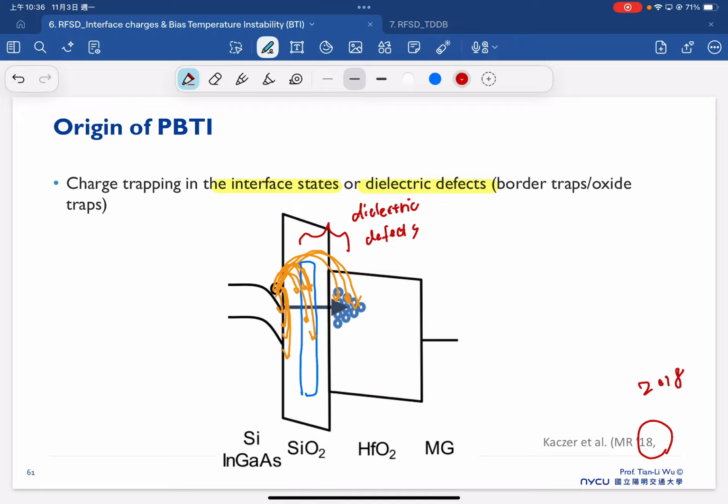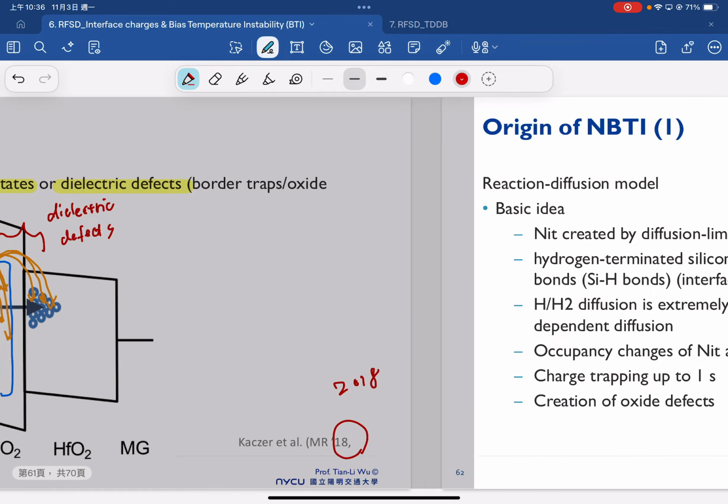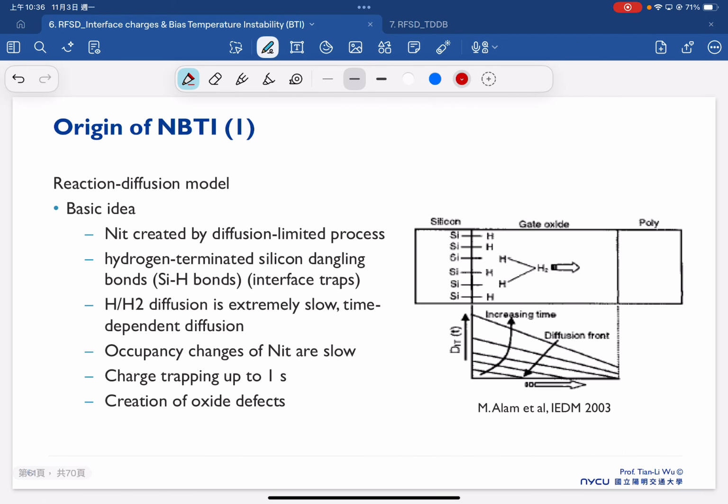So this is literature from 2018. But understanding NBTI actually becomes another issue. As I say, nowadays NBTI still remains one of the concerns here. In the early days, many different groups tried to consider different physical mechanisms to understand NBTI, and one of the popular models is the reaction and diffusion model.